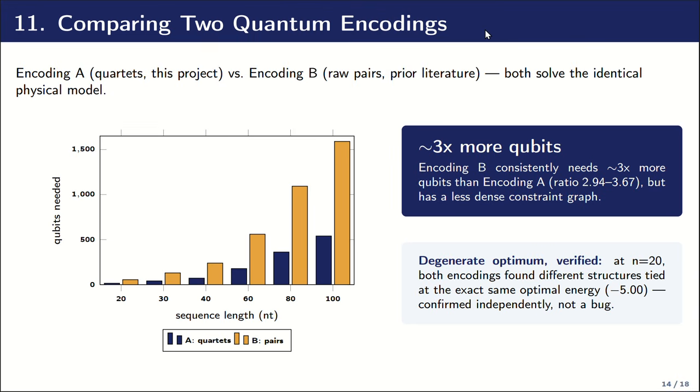There's one more thing I caught and verified rather than dismissed. At one sequence length, both encodings found different structures that were tied at the exact same optimal energy. Confirmed independently that both were genuinely valid, equally optimal answers. A real degenerate optimum in the underlying energy landscape, not a bug in either encoding.